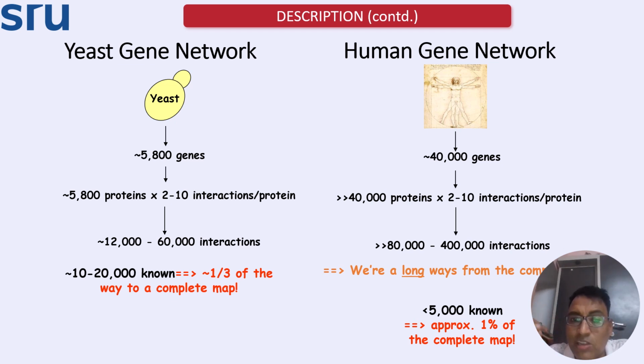However, for humans, nearly 30,000 to 40,000 genes are there, which as per recent studies can turn up to 40,000 proteins. And if the same statistics goes here as well, nearly 2 to 10 protein interactions are there for every single protein, which means 80,000 to 400,000 interactions exist for human proteins. Among which I am able to know only 5,000. Now you can see it's approximately 1% of the complete interacting network, substantially less.